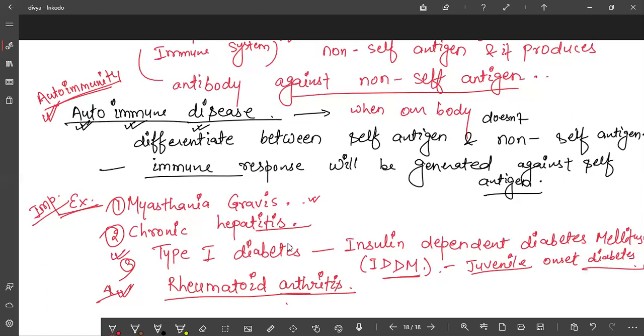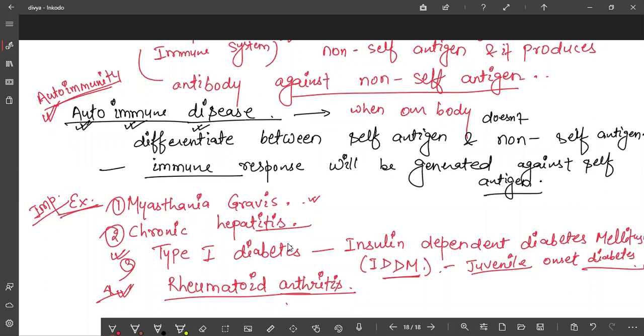So our body generally will produce an immune response against non-self antigen. And the antibody will fight against the non-self antigen. Our non-self antigen may be a pathogen, and our immune system will work. And in rare cases, suppose that our body is not able to differentiate between self and non-self antigen, then what will happen? Our own immunity will work against our own antigen. And in that case, autoimmunity or autoimmune disease will take place.